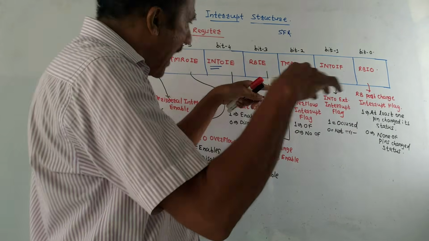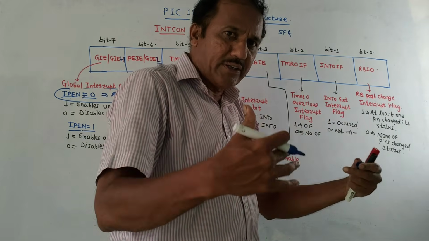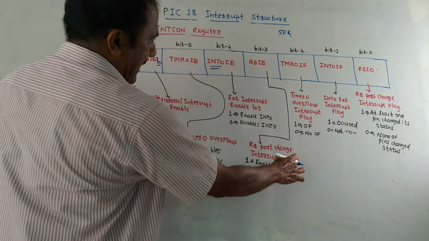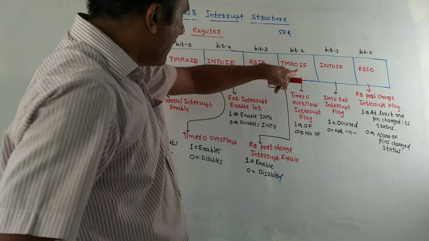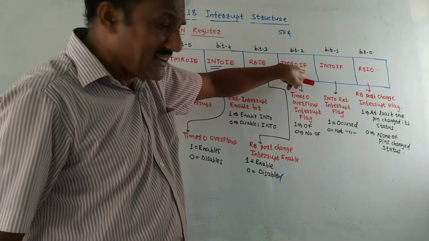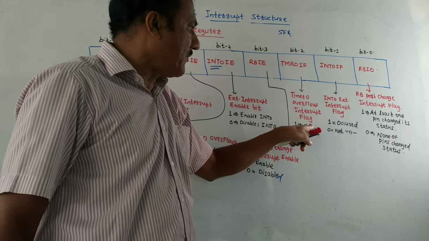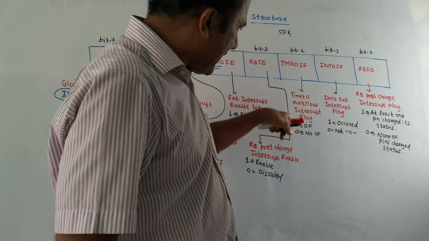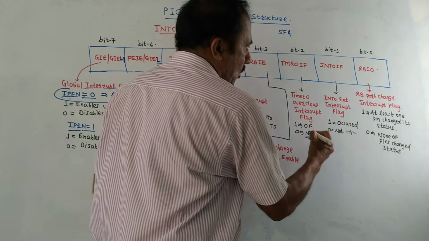Then RBIE. The RB port is related to producing an interrupt that is called RB change interrupt. So it is RB port change interrupt enable bit. If it is 1, it is enabled. If 0, it is disabled. Next TMR0IF. The earlier one is the interrupt enable bit; this is the flag bit because it is IF. So timer 0 overflow interrupt flag. If this bit is 1, it indicates that there is an overflow of timer 0. If this is 0, there is no overflow of timer 0.